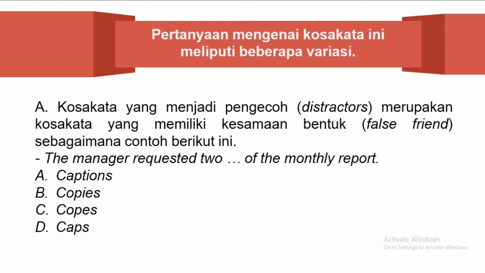For example, the manager requested 2 blah blah blah of the monthly report. A. Caption, B. Copies, C. Copes, and D. Caps. Which one? Correct. The answer is B, copies. In this case, because we have to look at the subject, which is the monthly report, the manager will need 2 copies of the monthly report.